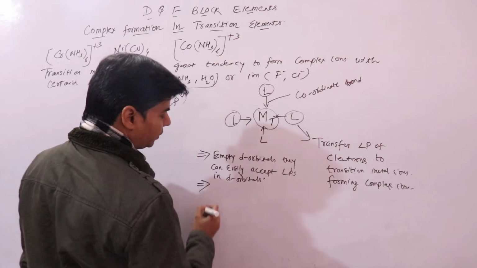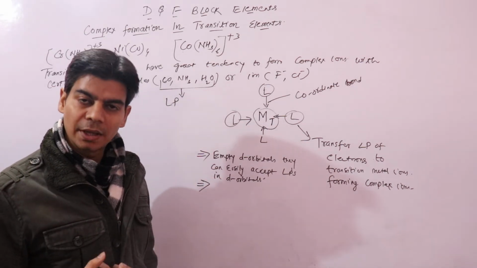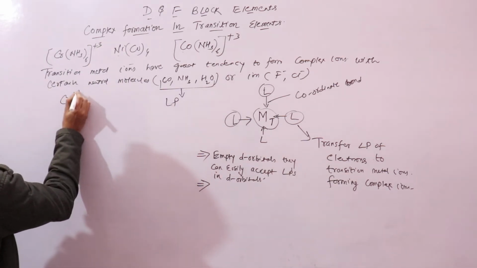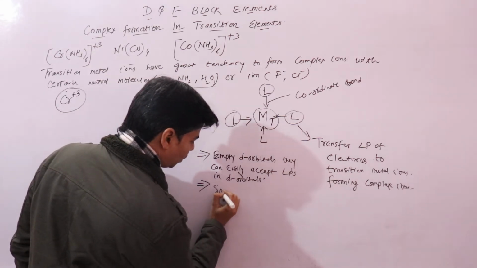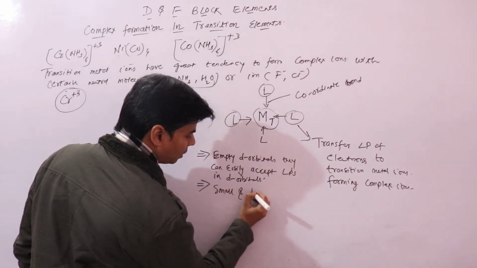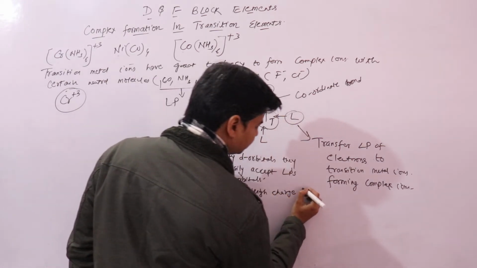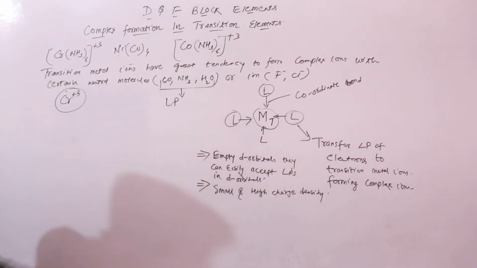Second is, we know that transition metal ions are small, right? Cations are small and they have high charge density. You can see Cr3+, this has high charge density and it is small. They are small and have high charge density, right? That will help to form bonds with ligands. I hope this is clear till this point.